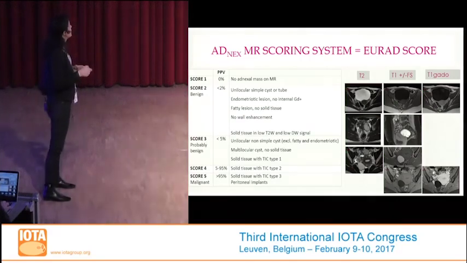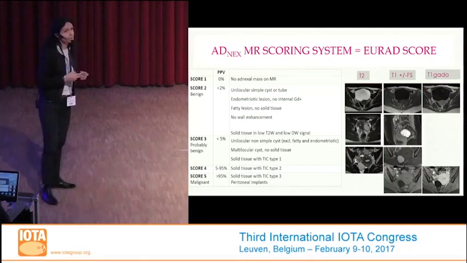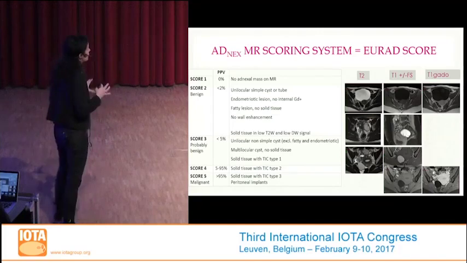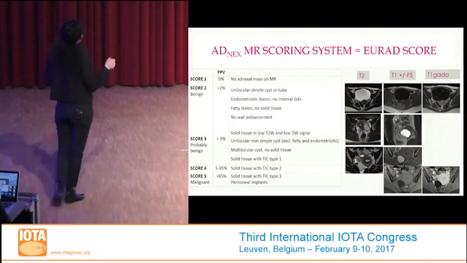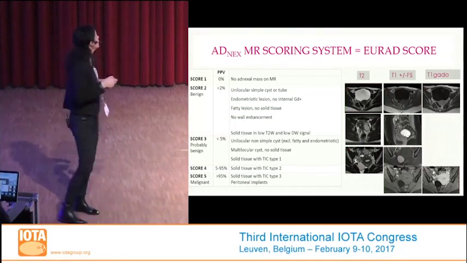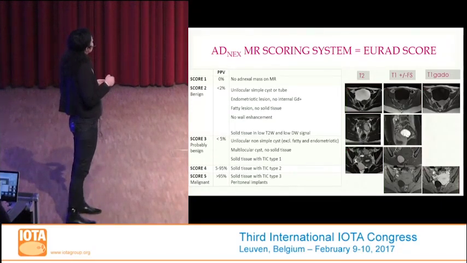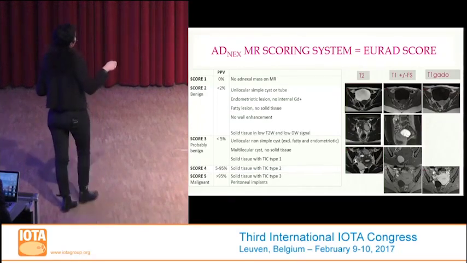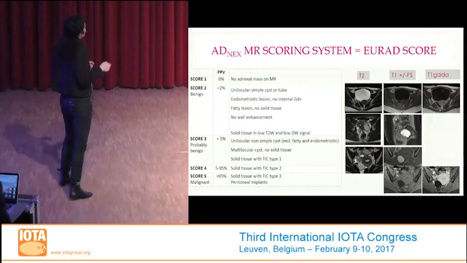And you can see the first question, as I said, is: is there any adnexal mass? Because if the mass is not an adnexal mass, it's a score 1, and we don't have to characterize it according to these criteria. Second, it's a score 2, and you can see it's a very low risk of malignancy, lower than 2%. In this category you have the unilocular simple cyst or tube, like in this example: very bright on T2, low on T1, and low on gadolinium. There's no enhancement in this whole lesion.